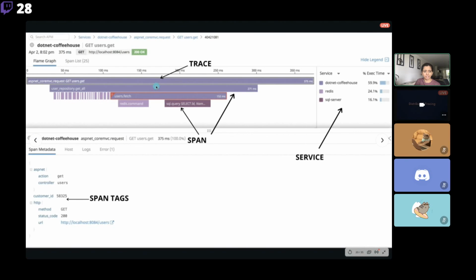And you can actually see the picture here. It shows what happened when we got a GET request on the users API. It made a call to Redis, it made a call to SQL Server, but in between, it also had some errors here. And you can also have the services.